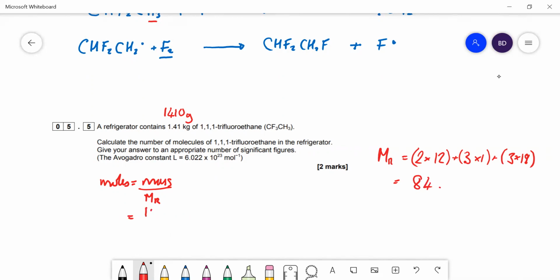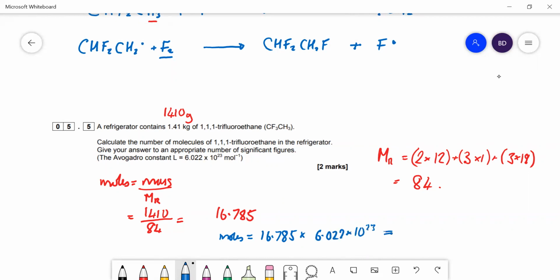Okay, so the number of moles is going to be 1140 over 84, which gives us 16.785. Right, so therefore the number of molecules is going to be 16.785 multiplied by the Avogadro constant, that's the number of molecules in a mole, times 10 to the 23, which gives us 1.01 times 10 to the 25. Right, appropriate number of significant figures, I've given it to 3. It should be 3 because this is only given to 3 sig figs. The Avogadro constant is given to 4, but you give it to the least accurate bit of data.